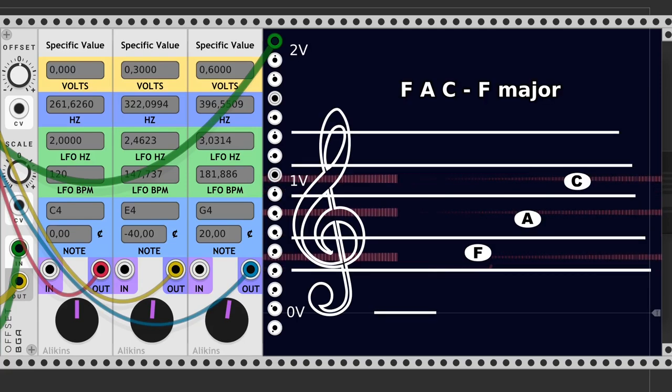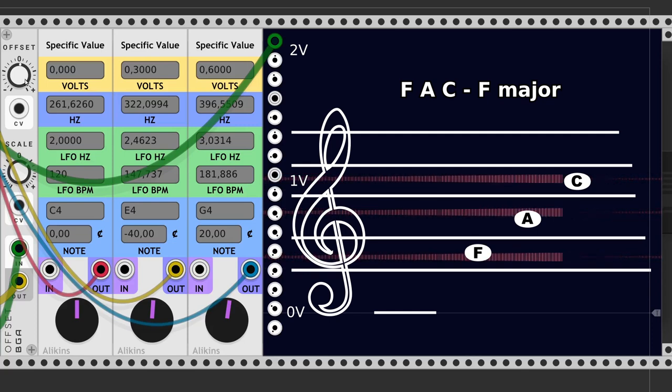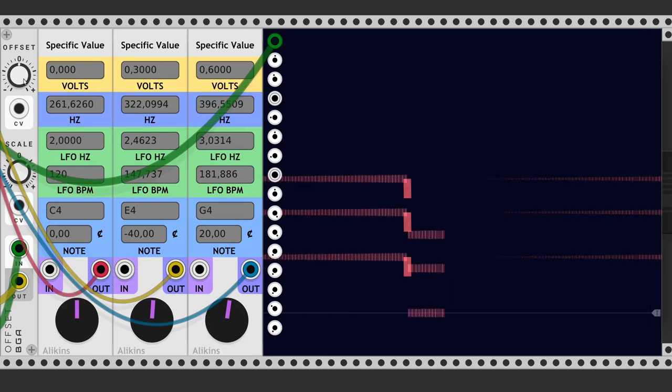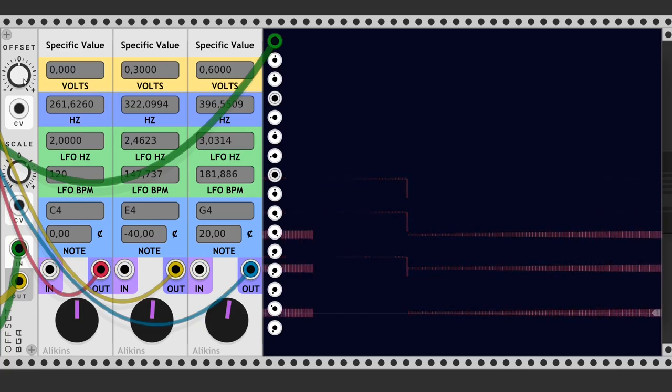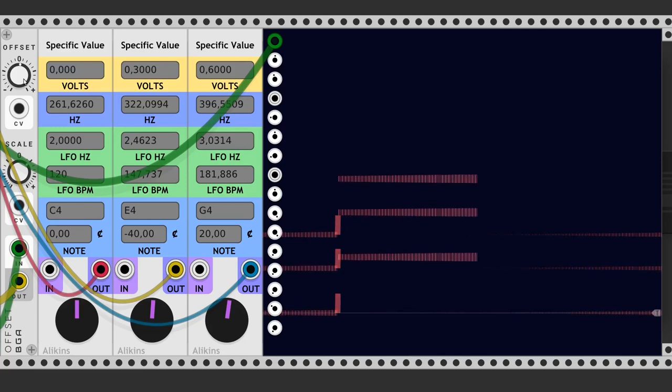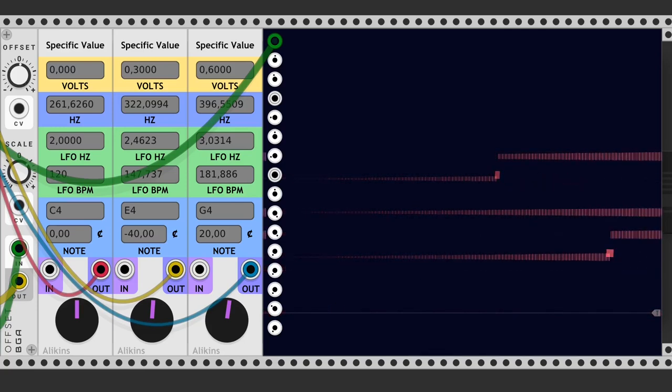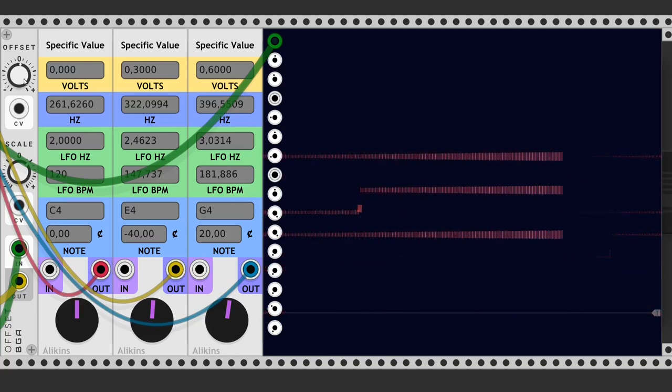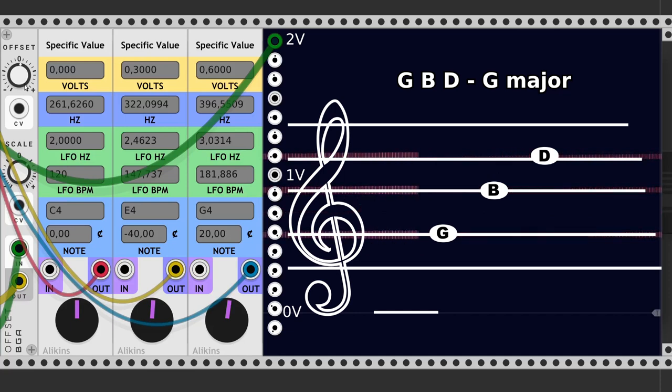The next is F, A, and C, F major. This chord is important in the scale, as it is the subdominant. A lot of songs turn around the tonic and the subdominant. Then comes G, B, and D, G major. This is maybe the degree with the most tension, and creates the need for a release, coming back to the tonic.